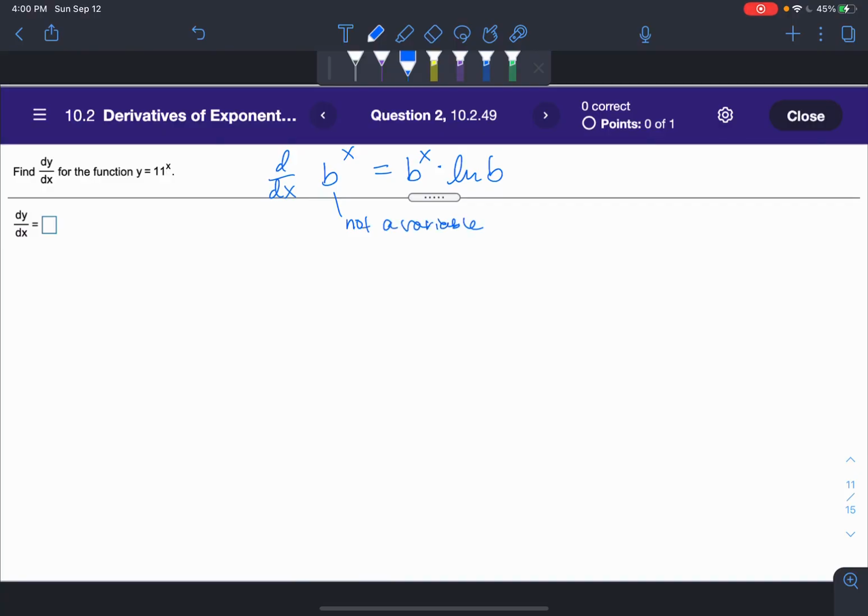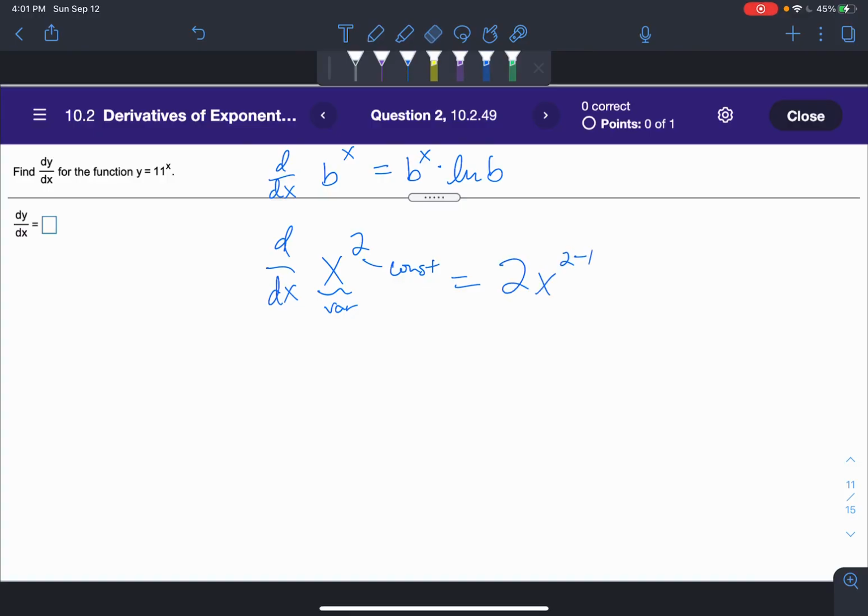Okay, because notice how this is different than x to some number. So here we have a variable, and this is a constant. And when we want the derivative of this, we would use the power rule. So bring the 2 down and subtract 1 from the power. So that's different. Notice how the bases are different here.